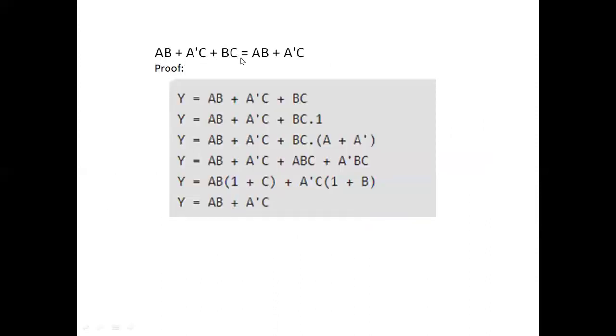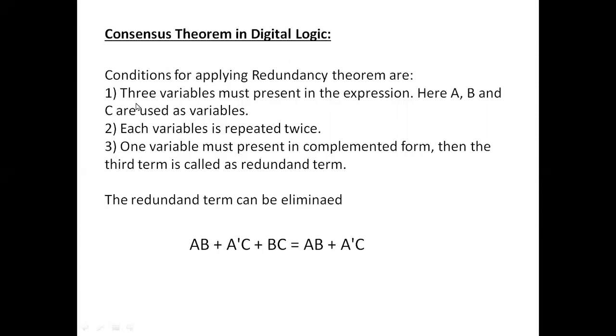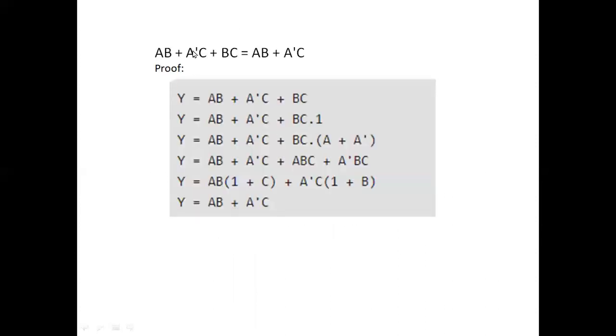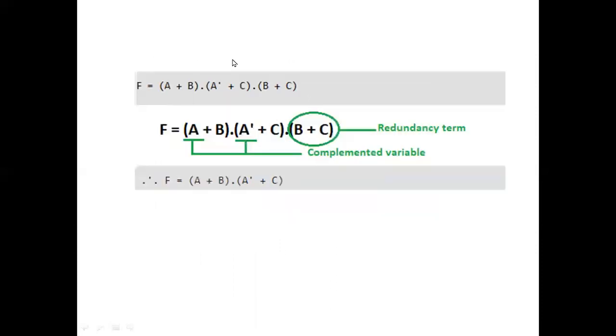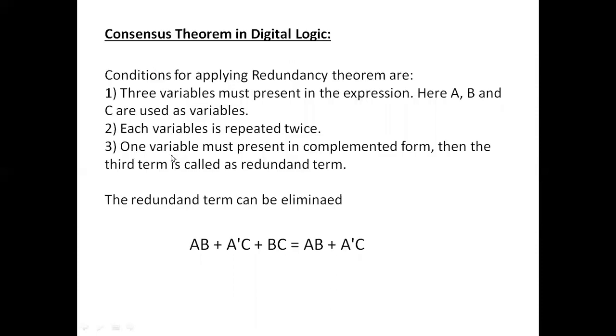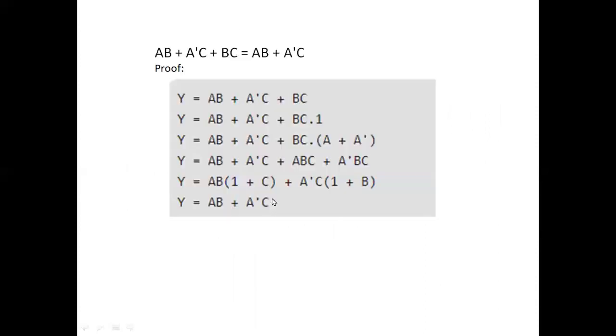AB plus A bar C plus BC. Here I am having three variables, that is A, B, C. Each must be repeated twice, so A bar, B, B, C, C. One variable must be present in the complement form. Then the third term is called a redundant term, and that can be eliminated.